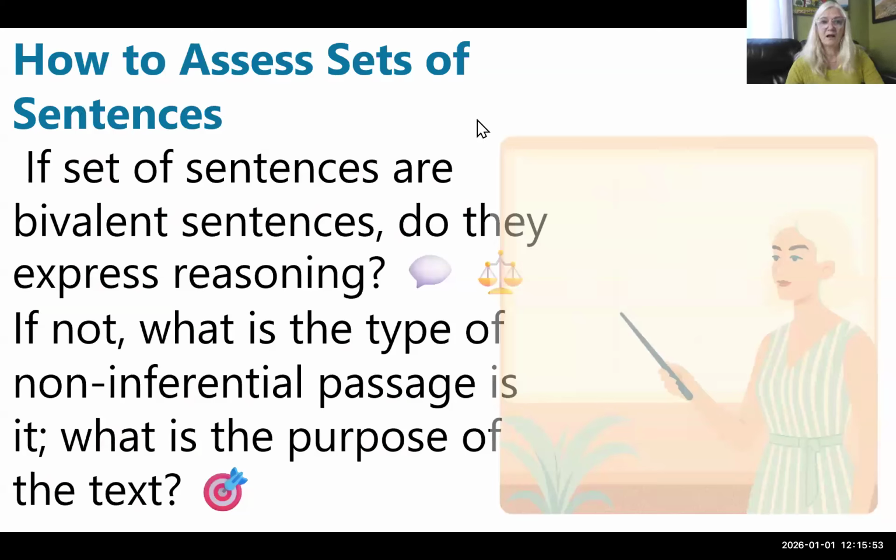That is our assessment of sentences. If you need to review it, now is the time to go back over it and make sure you understand how to assess a sentence as being bivalent or non-bivalent and the different types of non-bivalent. Now we're going to go to sets of sentences and see if they're inferential or not. If they're not inferential, they don't contain arguments, then what are they about? What is the purpose of the passage if it's not to make an argument?